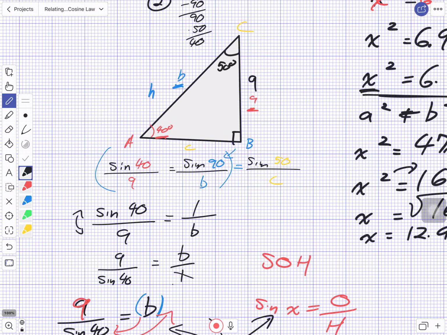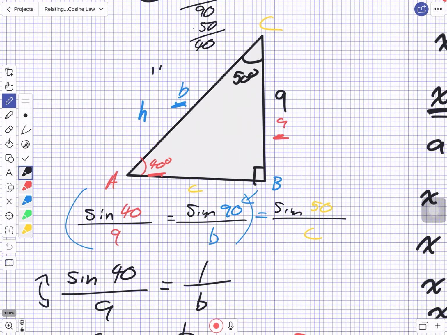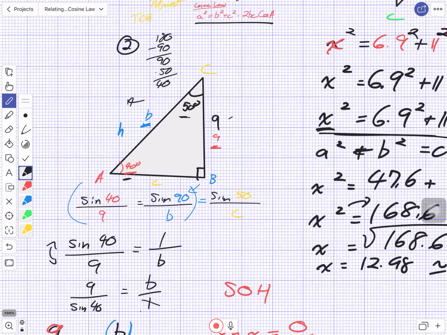And if we go back to this triangle, 14 is very plausible. This is 50 degrees. This is 40 degrees. 90 will have, it's the hypotenuse. 14 is much larger than 9. So that makes sense. We could verify another time.